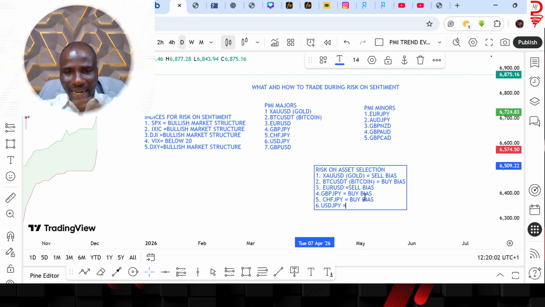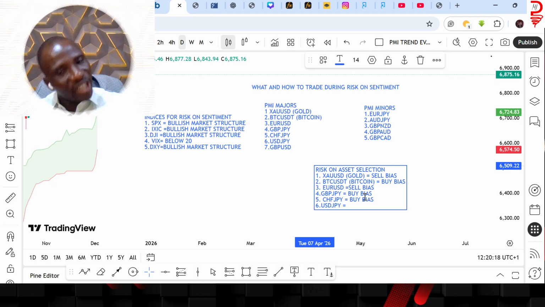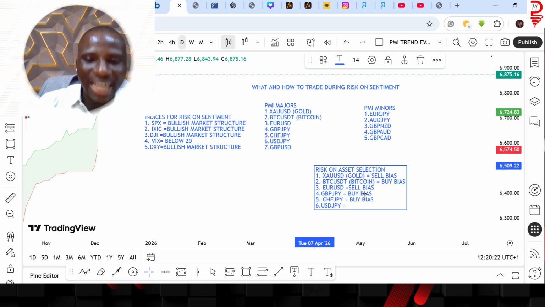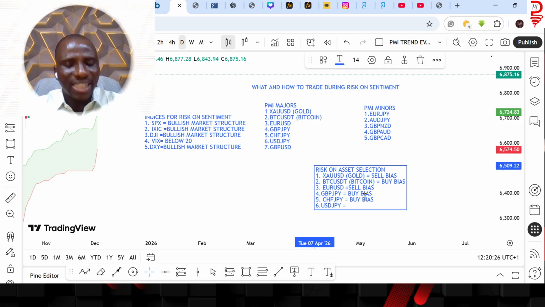On top of it, when you get to USD JPY, you will notice that clearly during a risk on, as we have said, capital will be flowing into US dollars, because it's a stable economy and the interest rate as of now is very high. And capital will be flowing out of JPY, which has a very low interest rate, and is a safe haven, but has not attained the level of the safest safe haven. You get it now. So USD JPY has a buy bias.